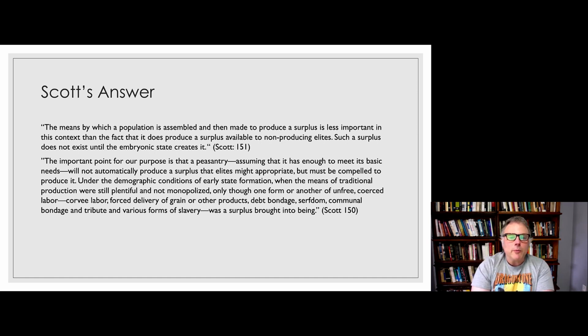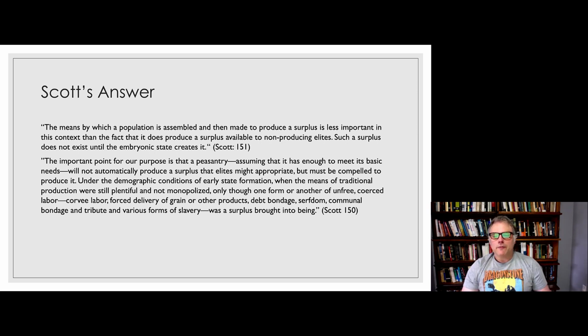The pertinent point for our purposes is that a peasantry, assuming that it has enough to meet its basic needs, will not automatically produce a surplus that elites might appropriate, but must be compelled to produce it. Under the demographic conditions of early state formation, when the means of traditional production were still plentiful and not monopolized, only through one form or another of unfree coerced labor (corvée labor, forced delivery of grain or other products, debt bondage, serfdom, communal bondage, tribute, and various forms of slavery) was a surplus brought into being.